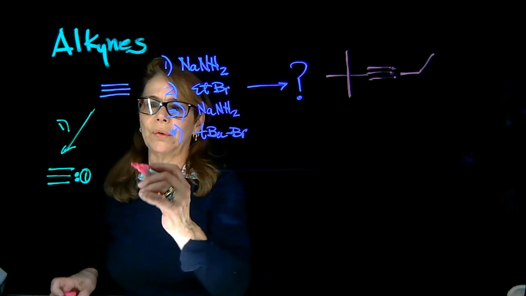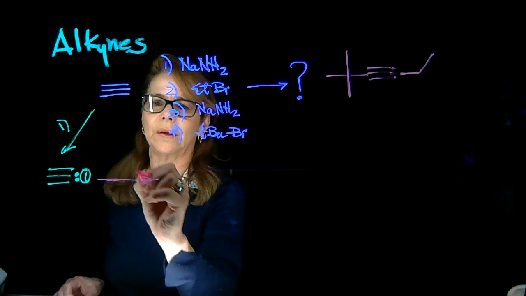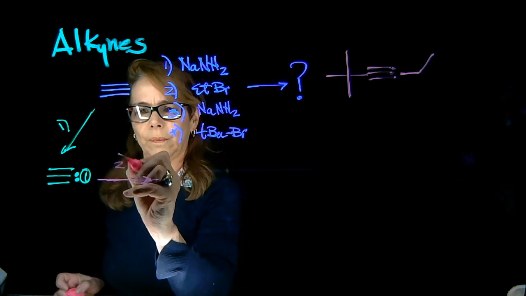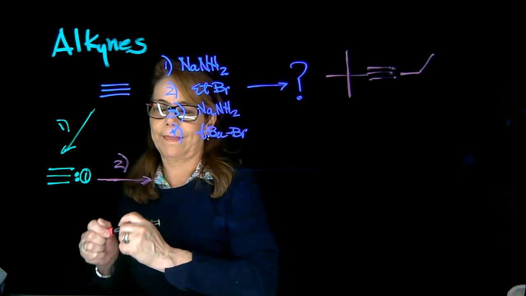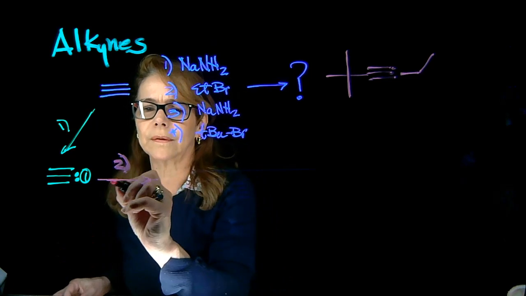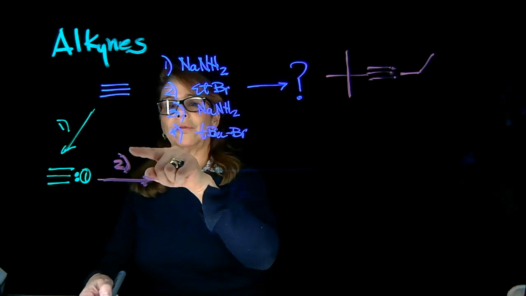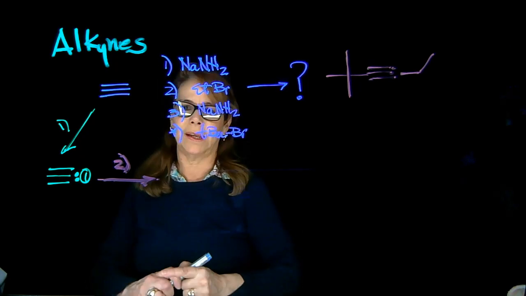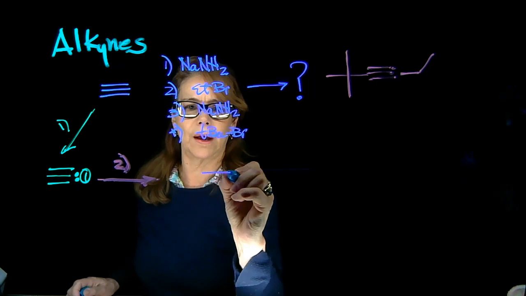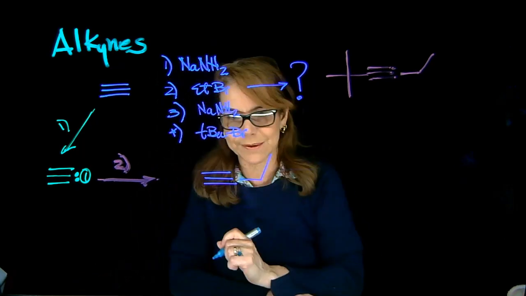Then step two, I'm just going to write number two. You know what it is. Number two is what I have here. When I do number two, this reaction would be an SN2 reaction over the ethyl bromide, and you will form now this. You have added 2 carbons.